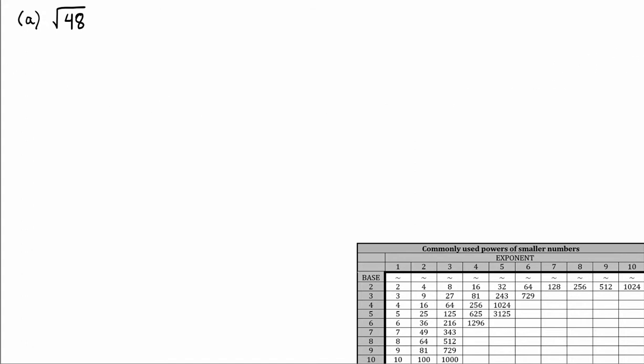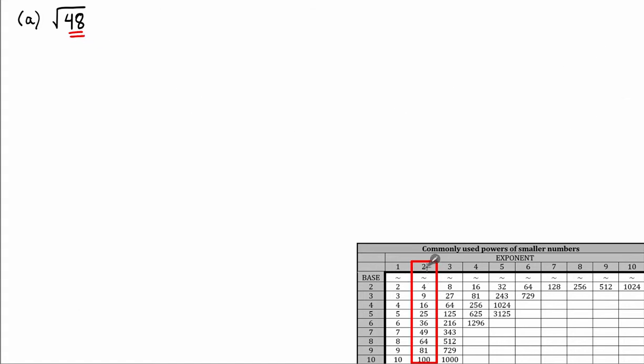Now, what you should probably do in trying to simplify square roots is to focus on, in your table of powers, the powers that are perfect squares. And what you look for in this list, 4, 9, 16, 25, etc., is do any of these perfect square numbers divide evenly into 48?